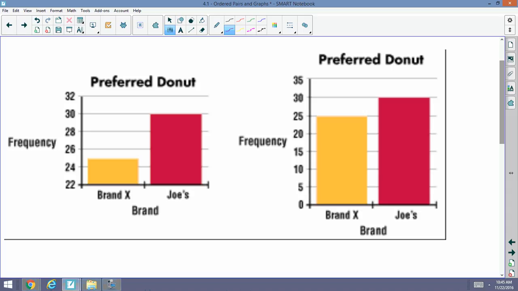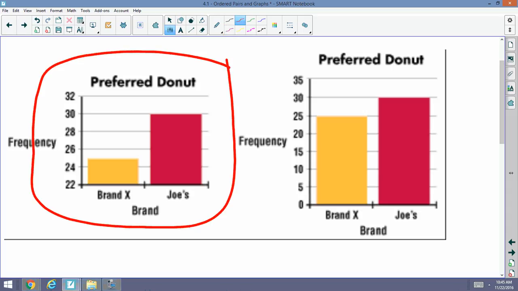It depends, right? If, let's say you're an investor, but I got paid a little extra by Joe's to make it look prettier. What graph would I have shown you? The first one. This looks like Joe's is just destroying brand X's sales, right?